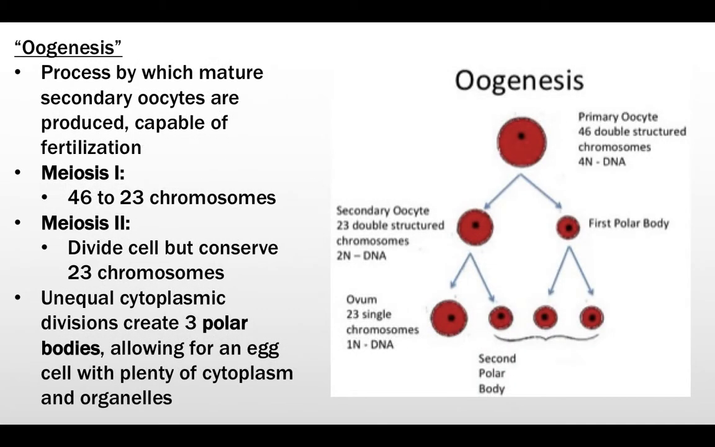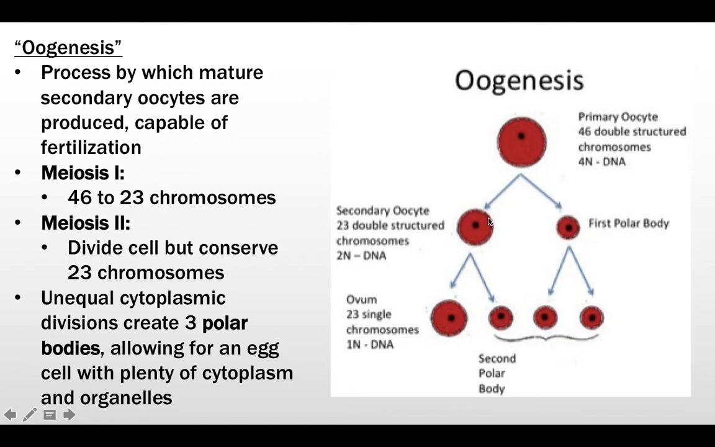So oogenesis is how we make human eggs. Again, there are two rounds of division. So we start with a stem cell in the ovaries, the primary oocyte. It divides once and cuts its chromosome number in half. So meiosis 1 is that reductive division. But you'll notice the division is uneven. One of the two daughter cells contains most of the cytoplasm, most of the organelles, and the other one just kind of has a nucleus and some scraps. That is called a polar body.